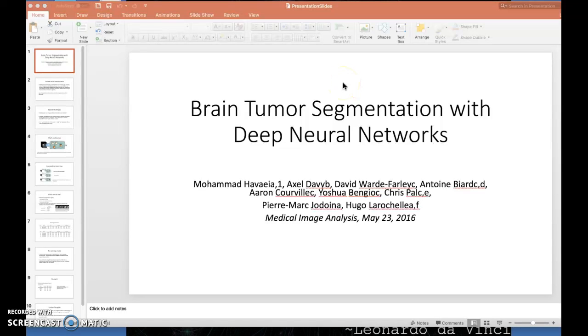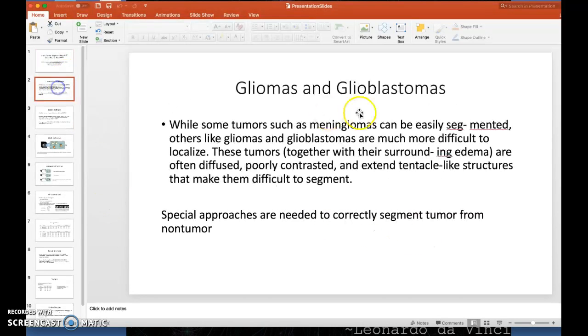Hello! Here we are going to talk about brain tumor segmentation with deep neural nets as published in the Journal for Medical Image Analysis. There are tumors that are impossible to segment, such as here in the Greek letters. These are organic living things that grow like tentacles inside a human brain.